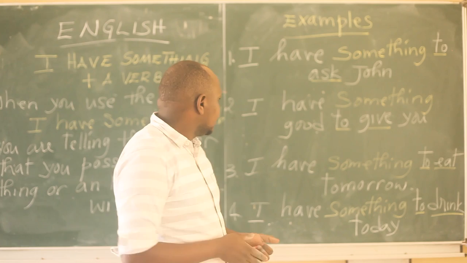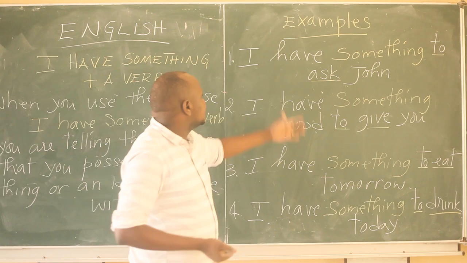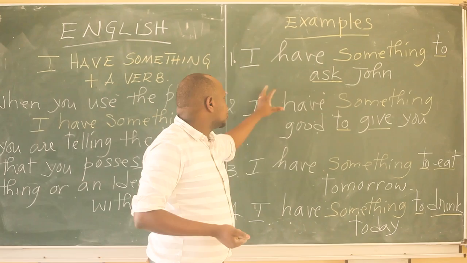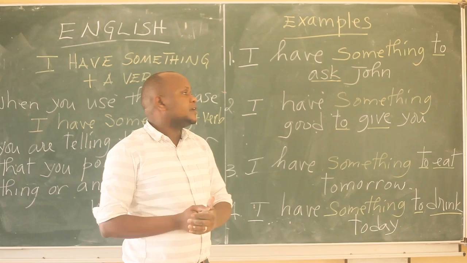I have something to ask John. I have something good to give you. I have something to eat tomorrow. I have something to drink today. These are good sentences that you should memorize, because they are going to help you in your daily life communication. If you want to increase or uplift your English, it's better to memorize the use of "I have something to."